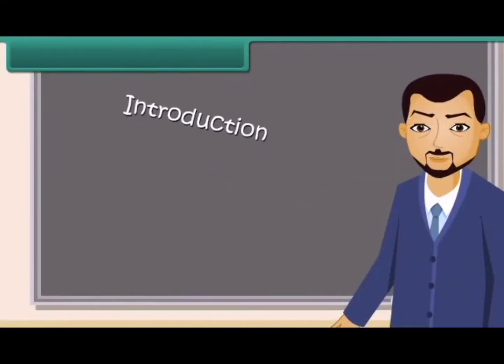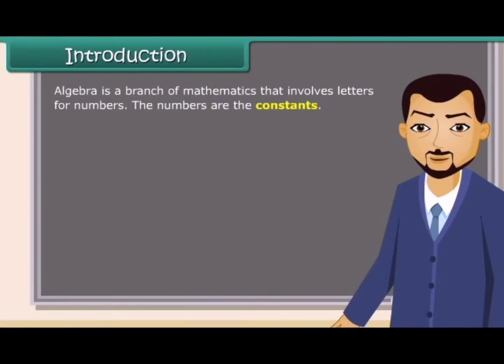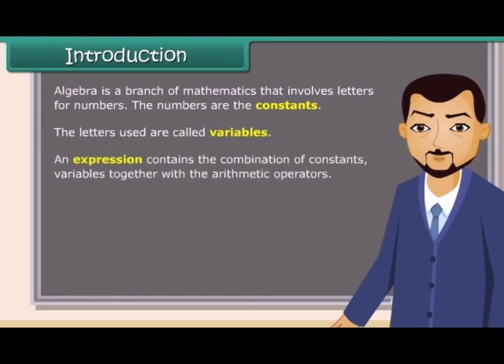Introduction. Algebra is a branch of mathematics that involves letters for numbers. The numbers are the constants. The letters used are called variables. An expression contains the combination of constants, variables together with the arithmetic operators.